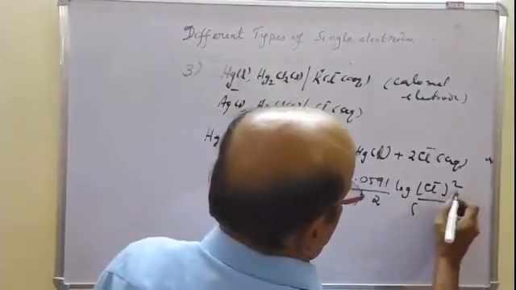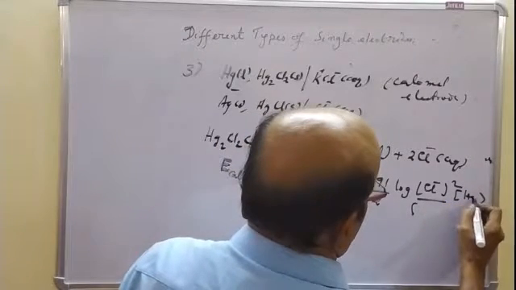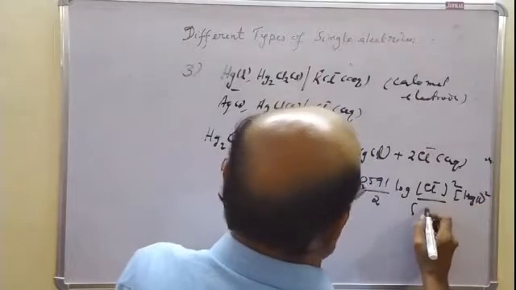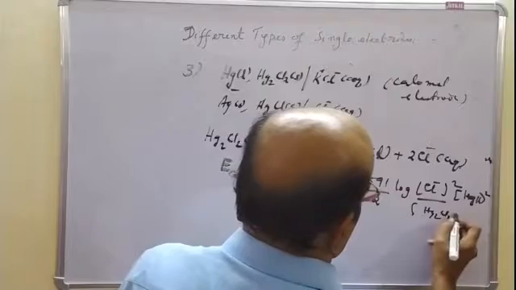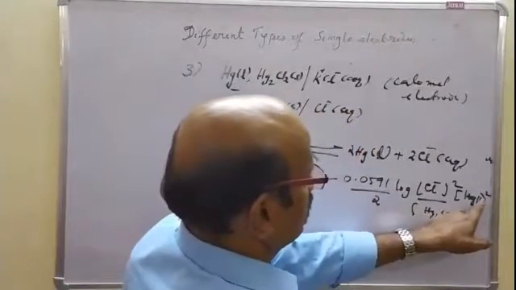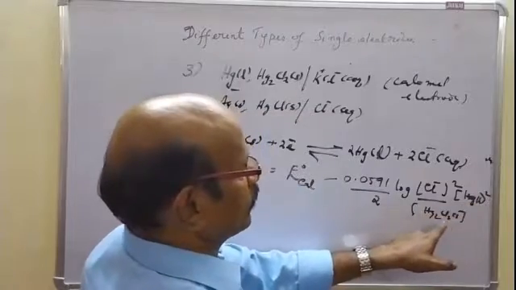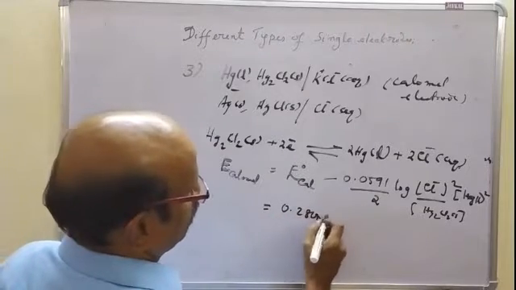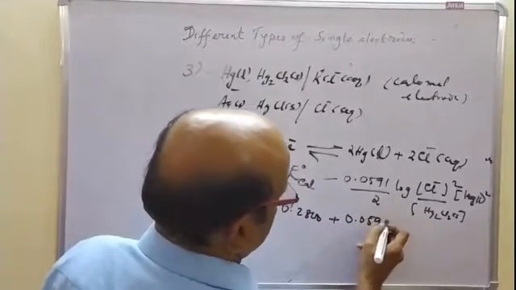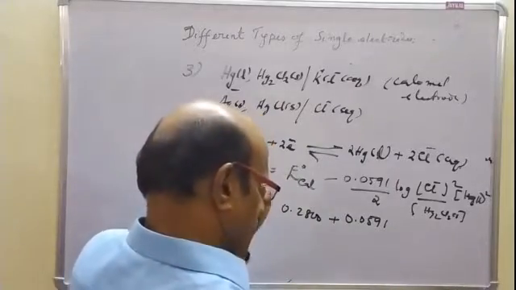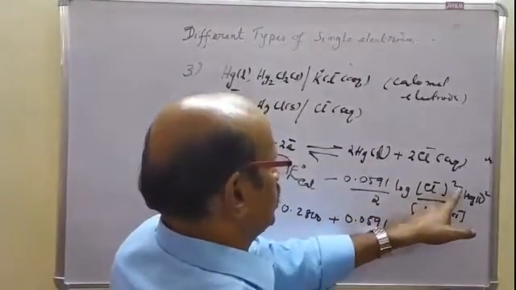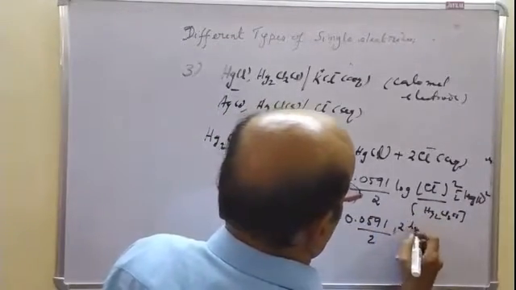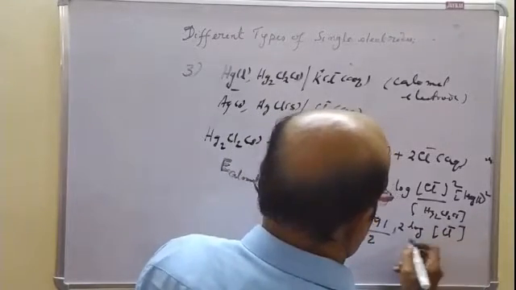I will write Hg divided by Hg2Cl2 solid. So this is 1. The activity of mercury and mercurous chloride is 1. So you can write, this value is 0.2800 plus 0.0591 by 1, log Cl minus.